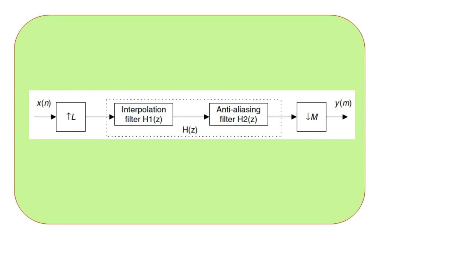Let us visualize the block schematic where capital L is the interpolating integer factor, denoted in the first block with the upwards arrow, and to this the input discrete time sequence x of n to be processed is fed. Inside the outline we have 2 sub blocks. The first one is the interpolation filter H1 of Z, and then the anti-aliasing filter having the transfer function H2 of Z. So the combined filter having the anti-imaging and anti-aliasing features is represented by the filter function in the Z domain, simply H of Z.